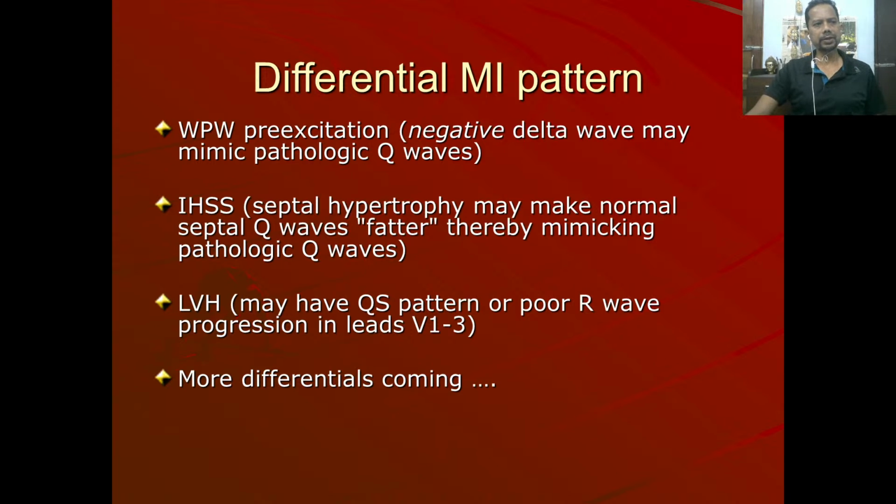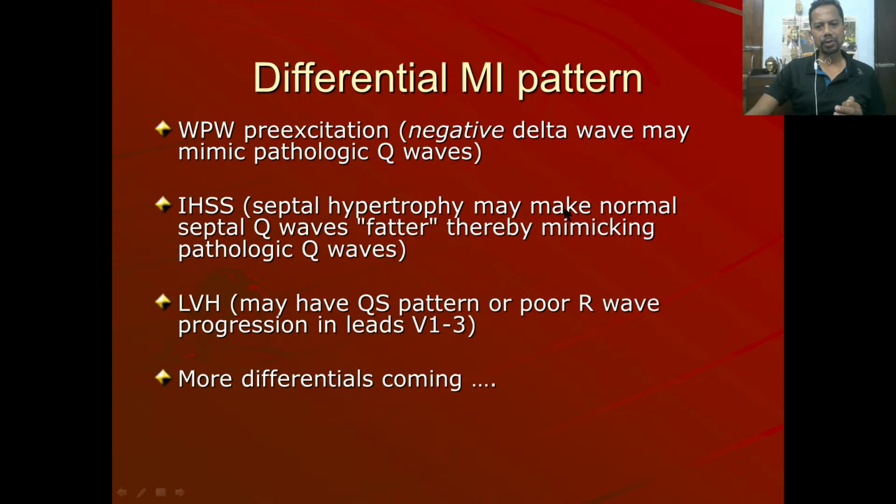Now what all differentials should you keep in mind? Be in the last few slides, so hang around and we'll finish this topic today. So WPW, pre-excitation syndrome with negative delta waves, they may mimic pathological Q waves. Okay. IHSS, idiopathic hypertrophic subaortic stenosis.